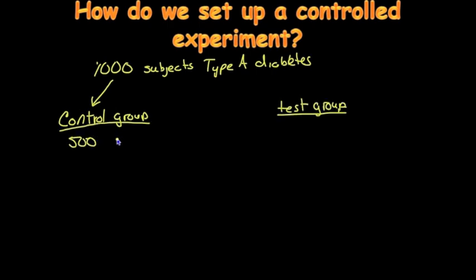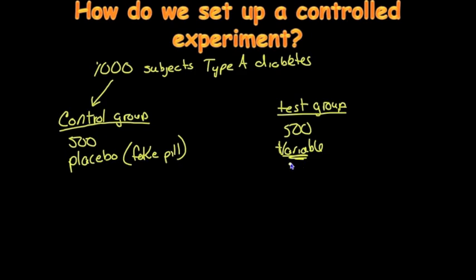We would put 500 subjects in the control group and 500 subjects in the test group. We would then make sure that all the conditions are the same. And then we would make sure everything's the same, except we would give the control group what we call a placebo, which is a fake pill. And the test group, we would give the variable, the one thing that changes, which would be the new drug, which is a pill that looks the same as the placebo, the fake pill.